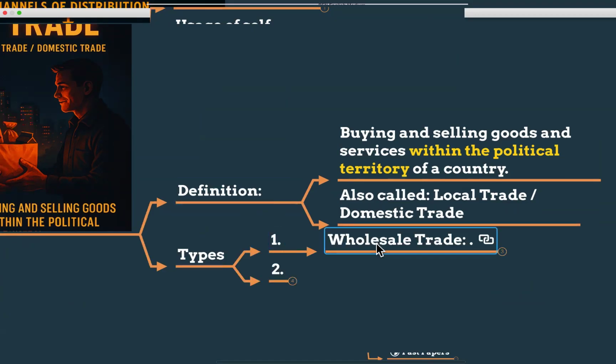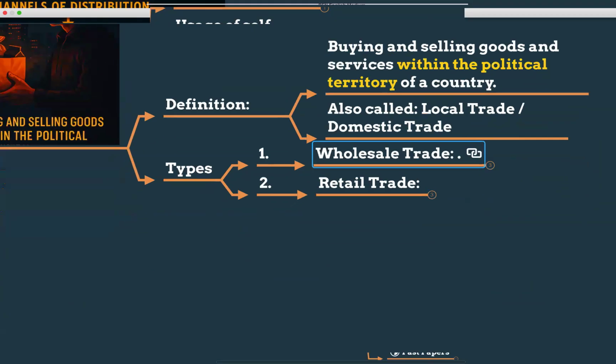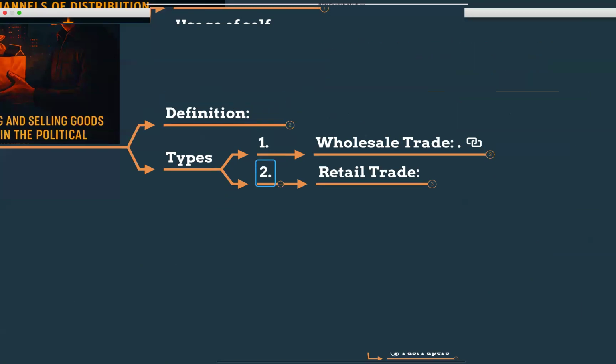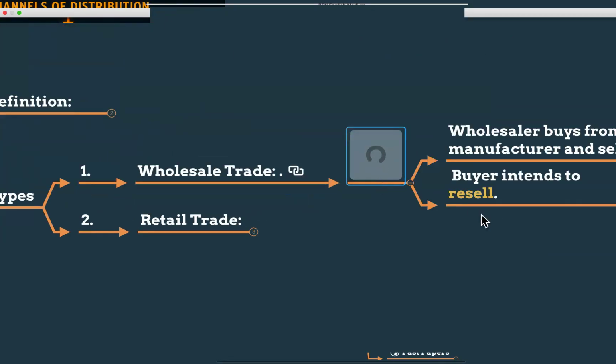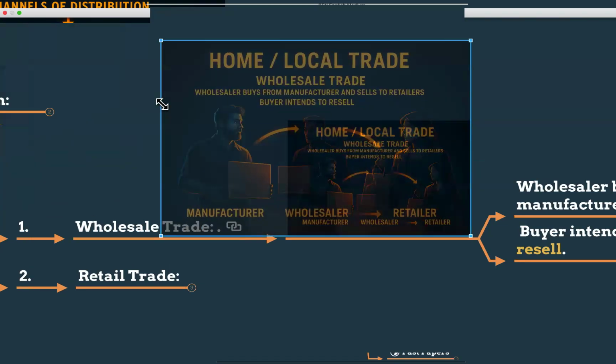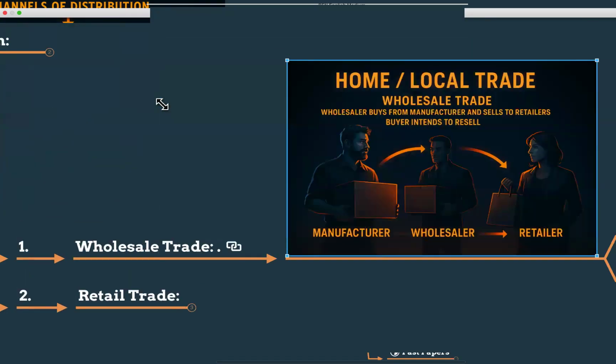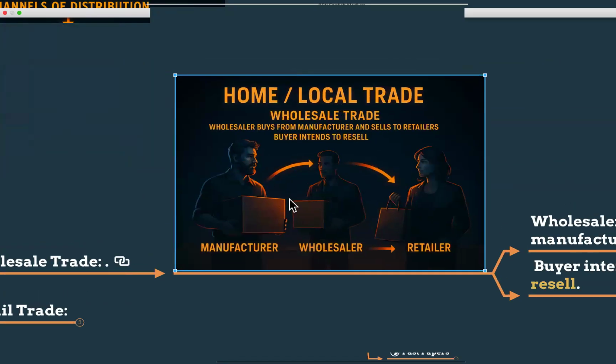So there are types in home trade or domestic trade. We can classify them as wholesale trade as well as retail trade, right? So wholesale trade means large-scale buying as well as selling between businesses. As I mentioned earlier, wholesale is B2B. They are buying from the manufacturer, they are selling to the retailers. So it's always B2B business. So wholesalers buy from the manufacturers and sell to the retailers, right?